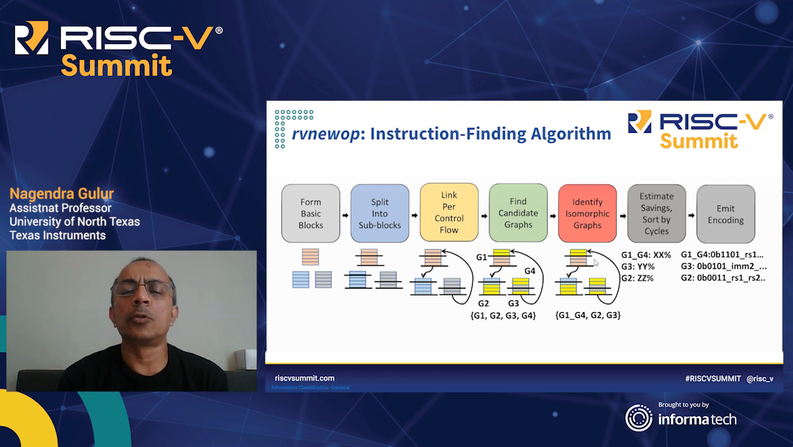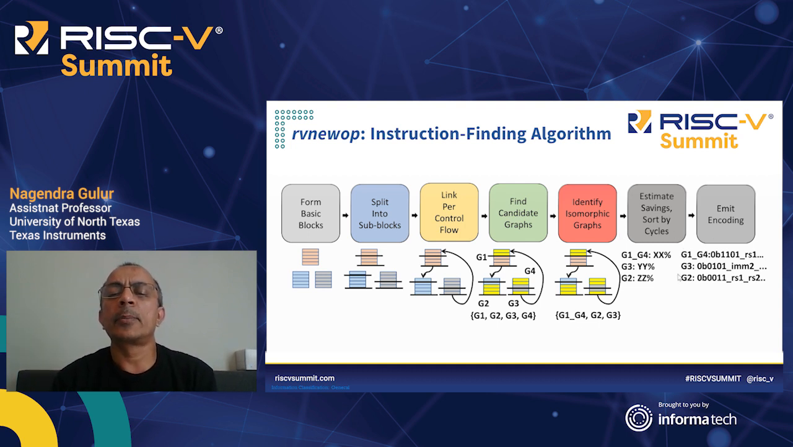And therefore, the tool tries to do some kind of isomorphism check across all the candidates so that it generates only one new instruction if it finds multiple copies of the same subgraph that it should reduce to form a new instruction. So in this cartoon, G1 and G4 were discovered to be isomorphic, and therefore it basically collapses them into a single new candidate instruction that it has to recommend.